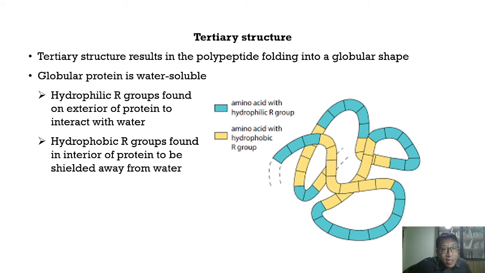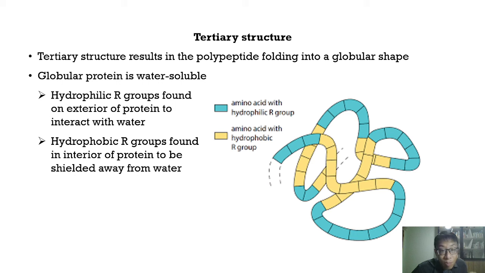And also, the result of such extensive folding usually is that the amino acids with hydrophilic R groups would usually be folded in such a way that they are found closer to the surface of the protein, while the amino acids with the hydrophobic R groups are folded in such a way that they are found more in the interior, shielded away from the water. This makes sense because the R groups that are hydrophilic will be able to interact with water, so you want them to be found on the surface. And the hydrophobic R groups cannot interact with water, so you want to shield them away from water in the interior of the protein.